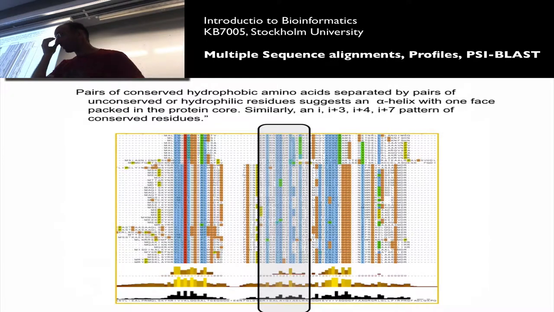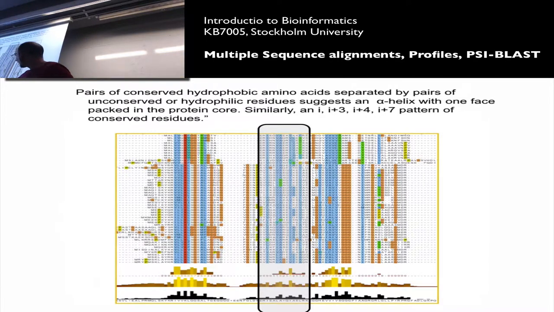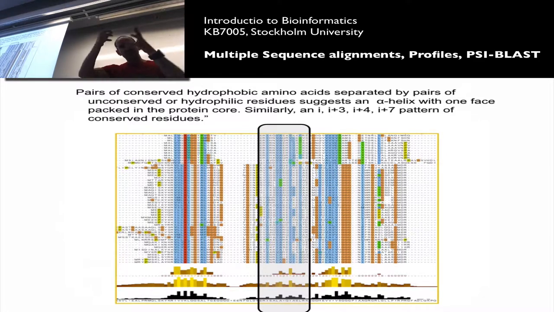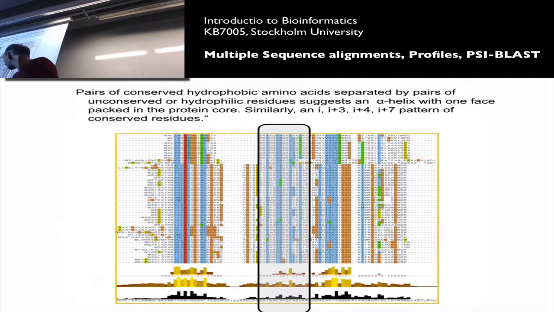If you instead have a pattern of three or four, hydrophobic, hydrophilic, or a pattern of seven, that would indicate an alpha helix, because an alpha helix has 3.6, so about 3.5 amino acids per turn. And if that is on a surface, so one side is facing the water and one side is facing the inside of the protein, you would have a repetitive pattern of seven, about 3.5. So you have 1, 2, 3, 1, 2, 3, 4, 1, 2, 3, 4, 1, 2, 3. That would indicate that it's an amphipathic alpha helix.